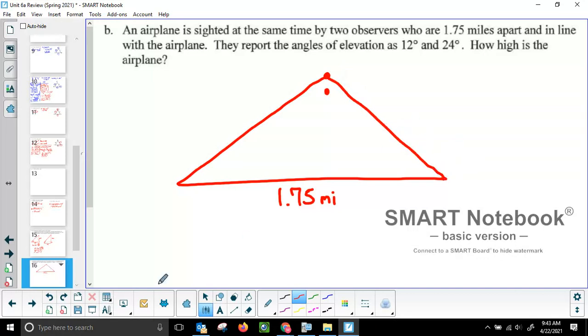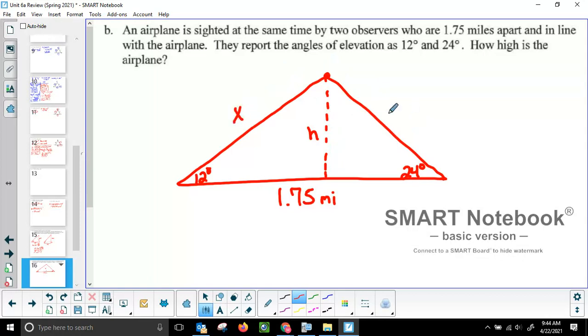All right, so we know that we have 12 and 24 degrees. All right, how high is the airplane? So we want to know this height. You cannot jump straight to it. We did a problem very similar to this in class where this was a flagpole instead of an airplane.